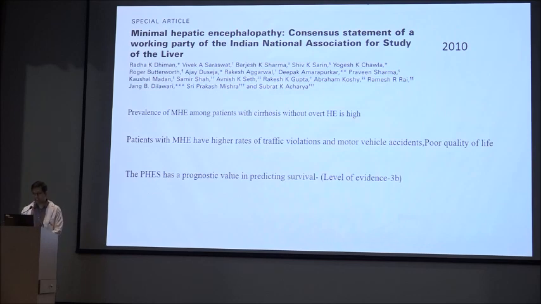So this was a consensus guideline. As you can see, this was in 2010, which was published in Clinical Gastroenterology and Hepatology, and they had said that the prevalence of MHE is very high, as well as they have higher rates of traffic violations, motor vehicle accidents, poor quality of life. So it shows that it does have an implication when you're looking at these patients. But what is more important to note is that this guideline was almost 14 or 15 years back, and most of the studies that have been done in MHE are pretty old, and there is not much data in recent times on MHE.